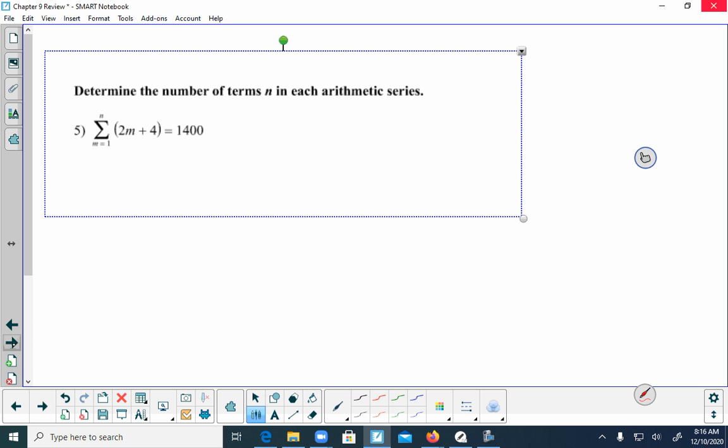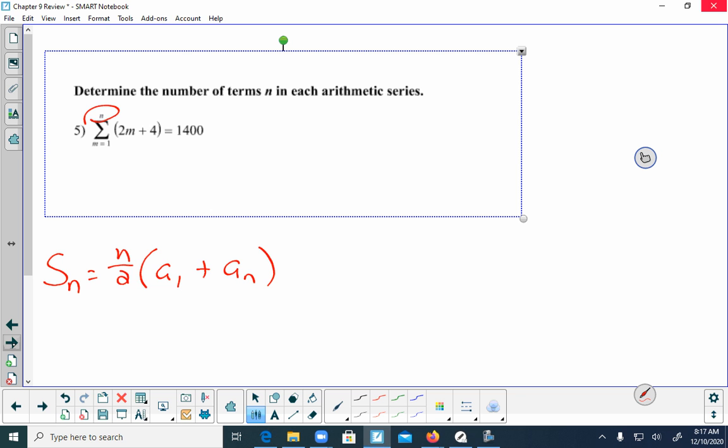Determine the number of terms in n's arithmetic sequence. So this is asking you to do the same thing that you just did, except you're solving for n. You don't know what your top number is. So your formula is still the same. It's S of n is equal to n over 2 times the first term plus the nth term. But you're going to have variables in here.